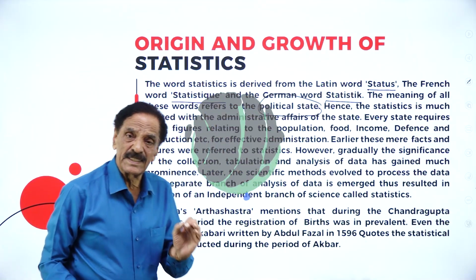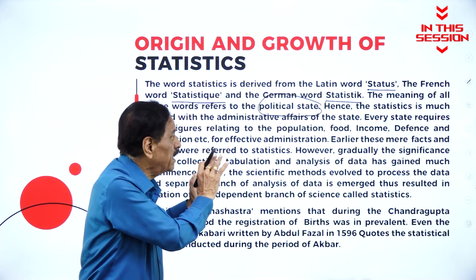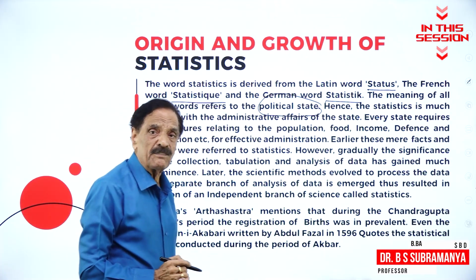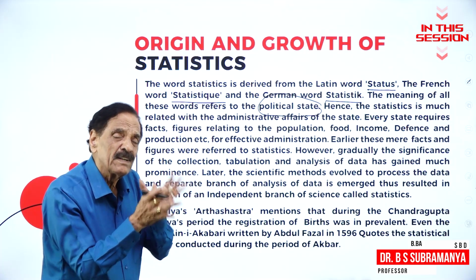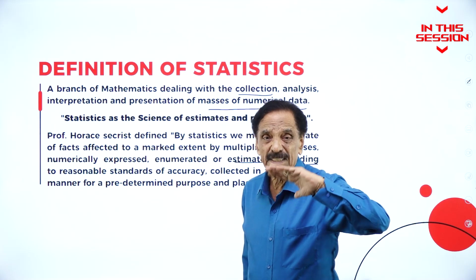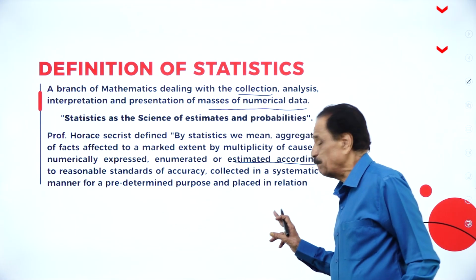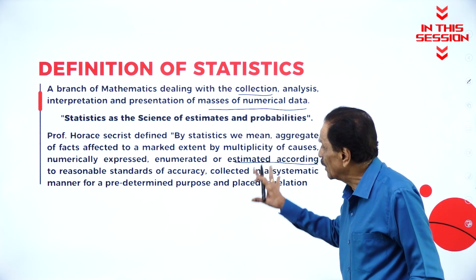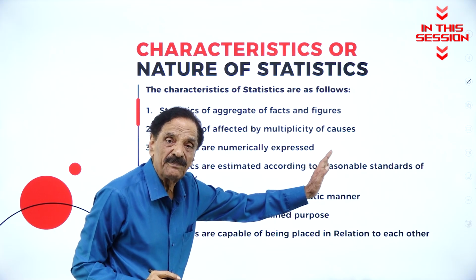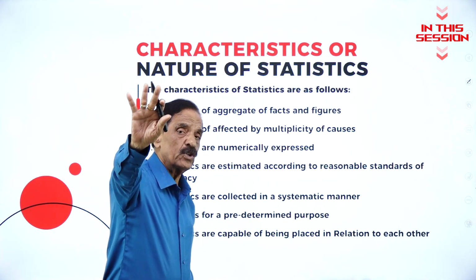When you say statistic, it means a political state only, whether by the Latin word, the German word, or the French word. So all these are referred to. When you say statistic, it's nothing but political state. You collect the data in a systematic manner for a predetermined purpose and place in relation. So accuracy has to be calculated. Statistics is the aggregate of facts and figures. It's a total of whatever facts and figures are available, and it is going to be represented.